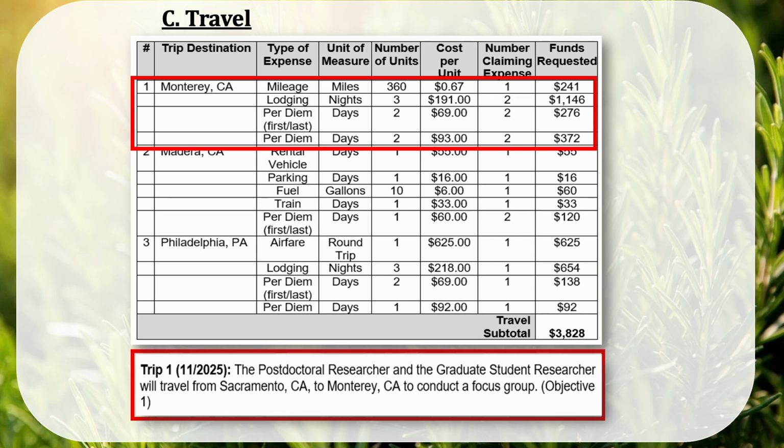In addition, for each trip, provide a justification including the approximate dates of travel, an indication of who will be traveling, the city of origin, and the destination city, and the purpose of the trip. Also note the objective number from the project objectives and work plan template to show the project objectives that each travel supports.